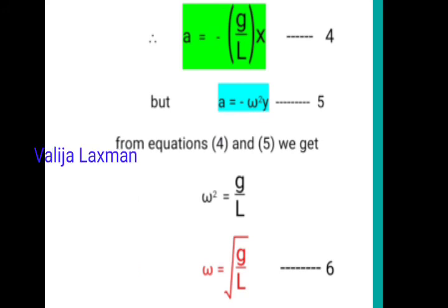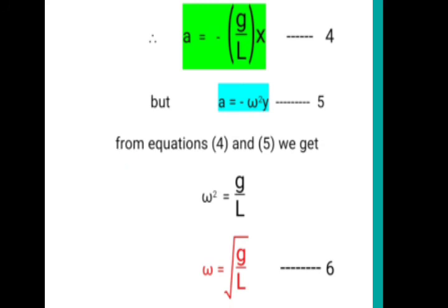Now observe this equation and this equation. Both are similar or different? This blue color part and green color part. Similar. Acceleration is there, acceleration is there, minus sign is there, minus sign is there. Here x is the displacement and here y is the displacement. So both are similar. That means in place of omega square, what is there? G by L. So that we are writing here. That means in place of omega square, we have g by L.